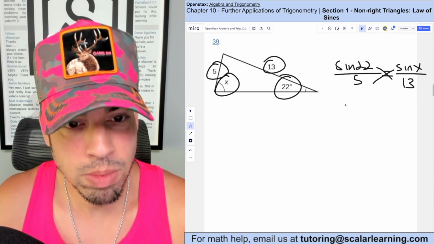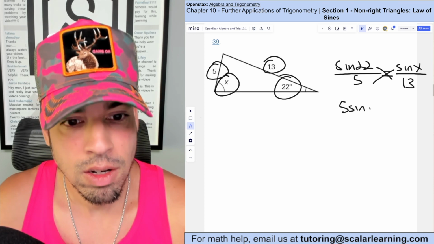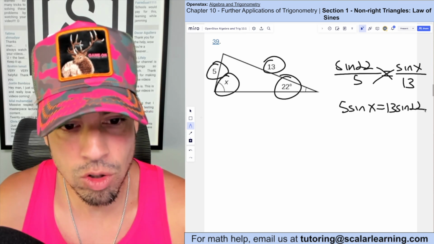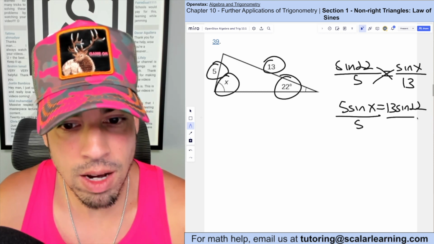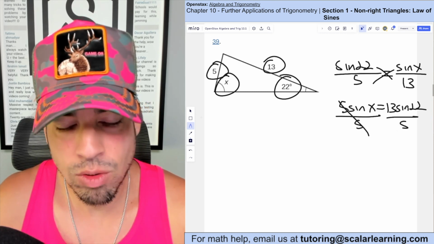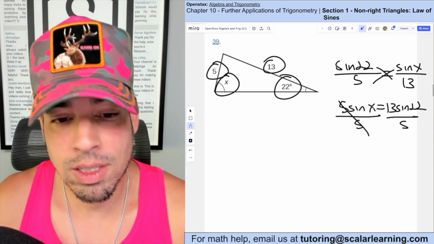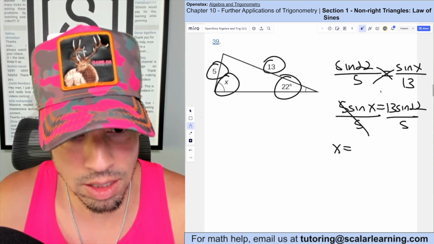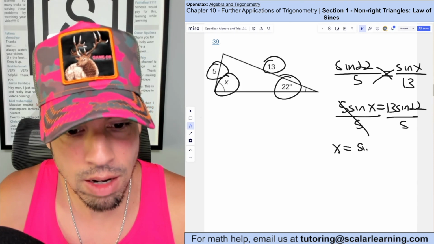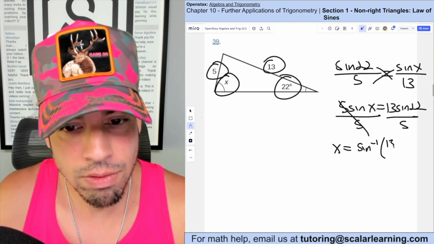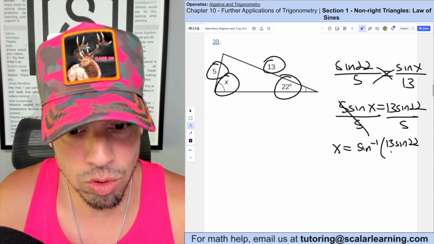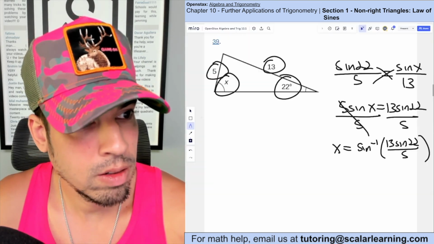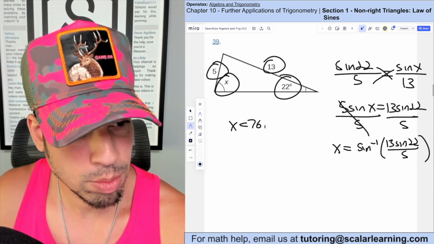Now we're going to cross multiply like so. We got 5 sine of x equal to 13 sine of 22. Then we're going to divide both sides by 5. And then I got sine of x equal to this quantity. Now to get rid of the sine, I have to take arc sine, which is like the opposite of sine, of both sides. That's going to cancel out that sine. And then we have arc sine of 13 sine 22 over 5. Let's plug it into Desmos. And we get 76.9. So we get x equals 76.9 degrees.